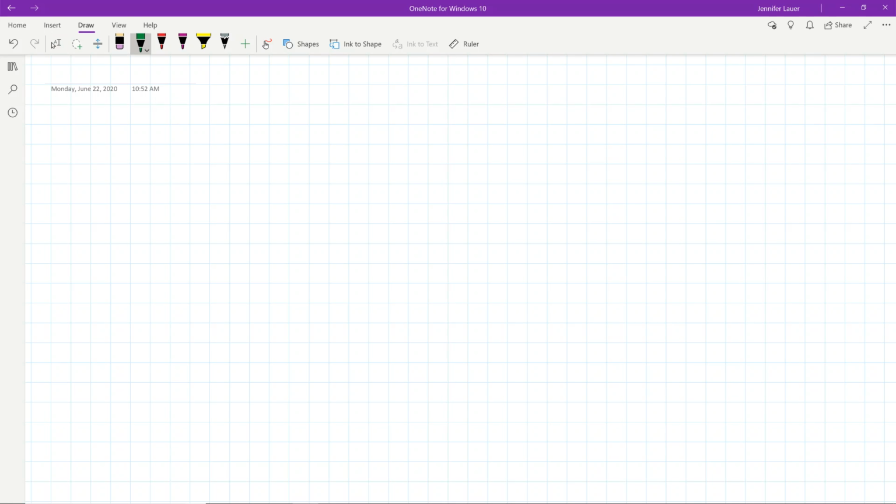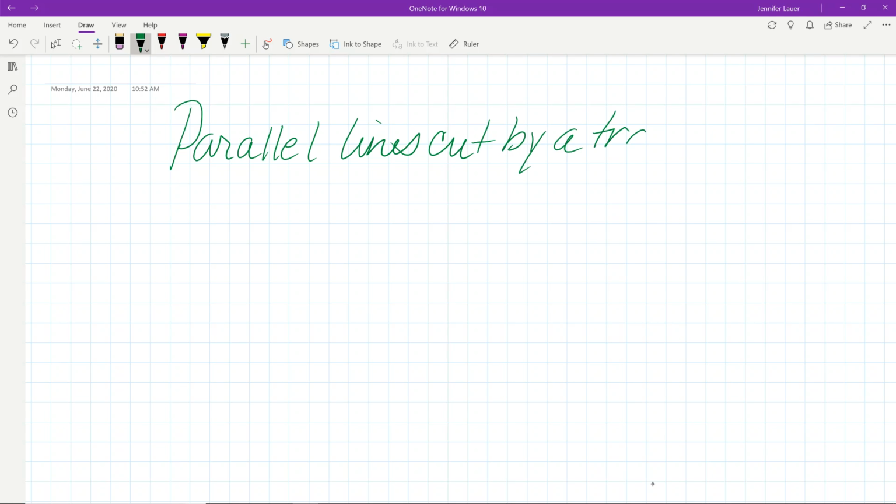Today we're going to be talking about parallel lines cut by a transversal. This is part of our geometry quick concepts. You're going to see this throughout Algebra 2 and into advanced math for the Saxon curriculum.